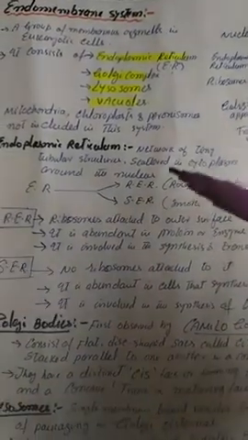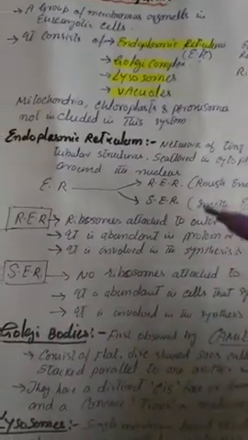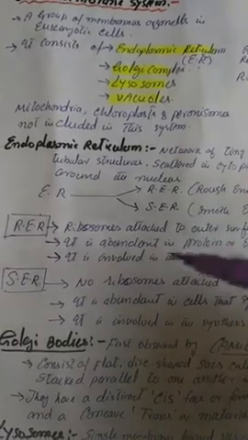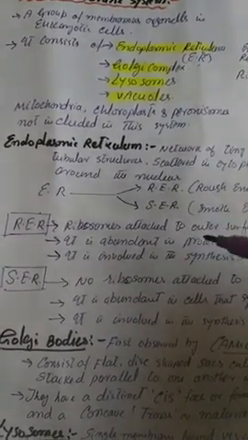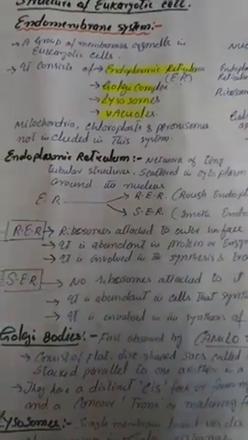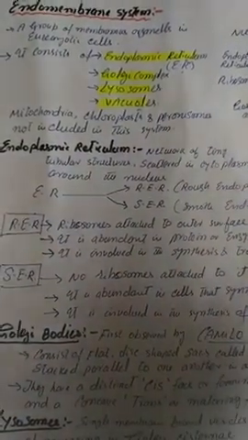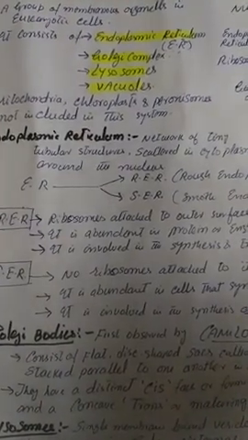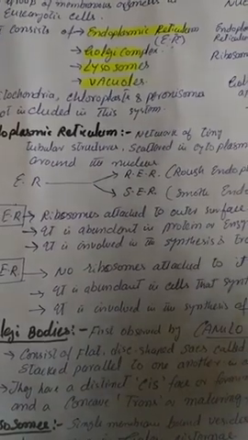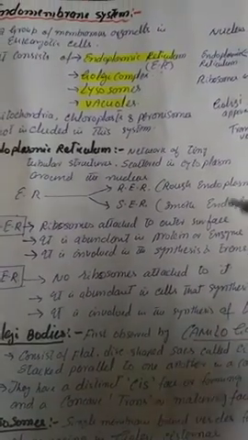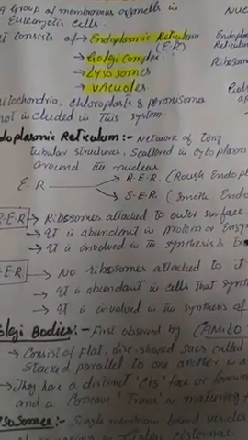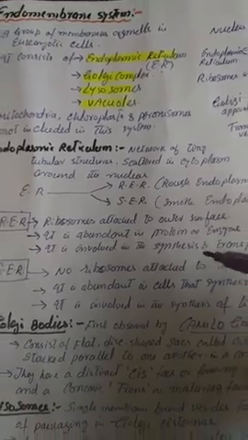Now, the smooth endoplasmic reticulum. As the name suggests, smooth, that means it has no ribosomes attached to it. That is, its surface is smooth, because ribosomes are not attached to its surface. Now, it is present more in those cells that synthesize lipids, and this smooth endoplasmic reticulum is involved in the synthesis of lipids and steroid hormones. Now, this was all about the endoplasmic reticulum.